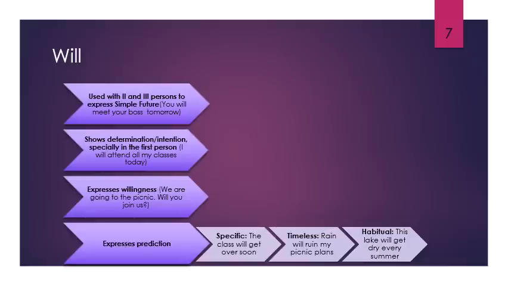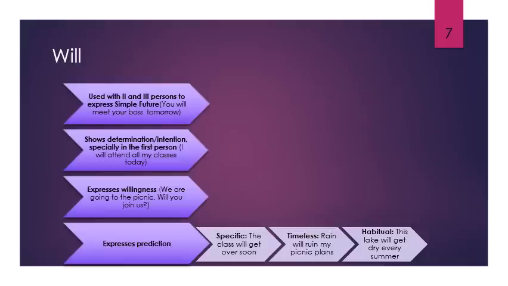Also, it may express prediction. Prediction could be of three kinds. Specific prediction, wherein the time is very certain. The class will get over soon. You know that the class lasts for 55 minutes. If it is already, suppose, 10 minutes over, then you are sure that by the end of the next 45 minutes, the class will end. Therefore, it shows you a specific prediction. The class will get over soon.